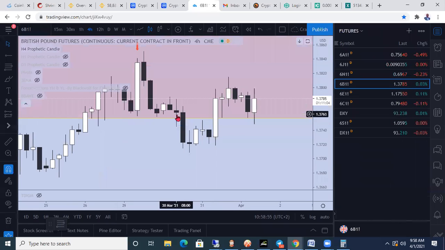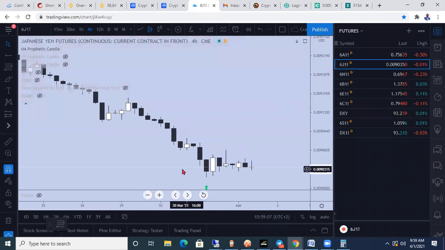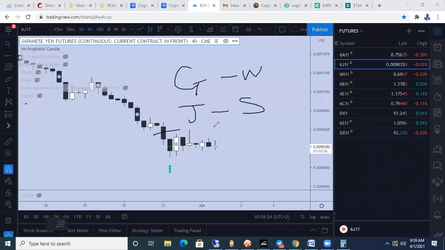GBP as at the 29th of March, or thereabout, was basically bearish, right? Then JPY as at the 31st of March was telling us that we should look for opportunities to buy. So you have GBP weak, JPY strong. So as at this date, it would have been supporting a sell on GJ, right? Unfortunately, price did something else and we lost that trade.